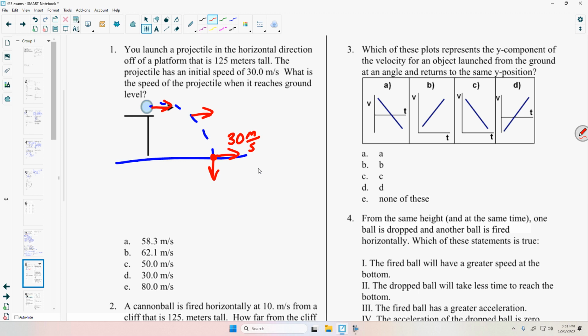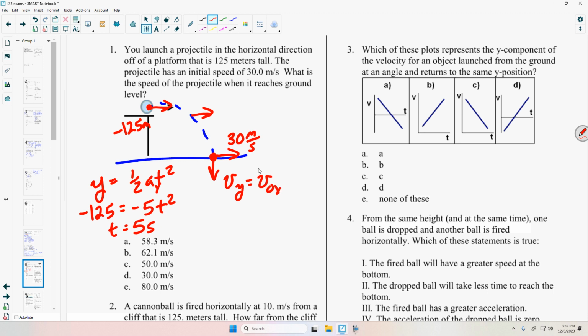With a projectile like this, consider the y displacement, which is negative 125 meters, is equal to 1/2 a_y t squared. Notice I got rid of the v0y t term. It goes away because v0y is 0. So that's negative 125 is equal to negative 5t squared. So t is equal to 5 seconds. It takes 5 seconds to get from here down to here. And in that time, the velocity in the y direction is going to be v0y, which is 0, plus a_y t, which is negative 50 meters per second.